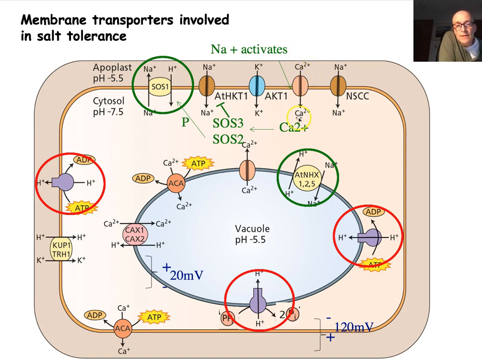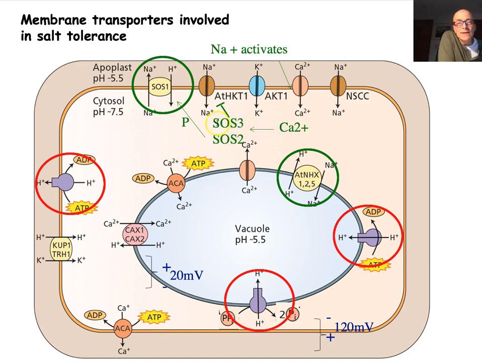Now, calcium moves into the cell, and when calcium moves into the cell, calcium is known as what's called a second messenger. It has information that it produces and that it gives on to other molecules, other proteins inside the cell. One of them is that it activates two other proteins of this family of salt overly sensitive plants. So there's protein SOS1, SOS2, and SOS3. And these are not membrane proteins. These are soluble proteins inside the cytoplasm, and calcium can activate them.